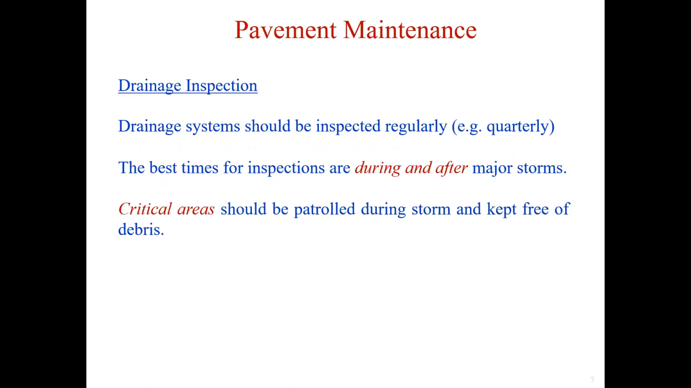The drainage system should be inspected regularly, for example, every 3 months. During and after major storms are the best time for inspections, so any issues can be found at an early stage. For any critical areas, they need to be patrolled during the storm, and any debris needs to be cleared.